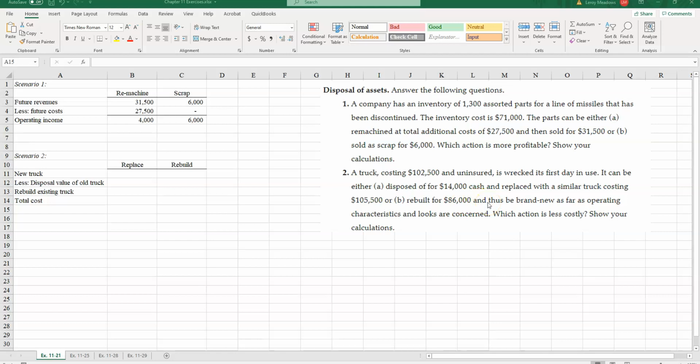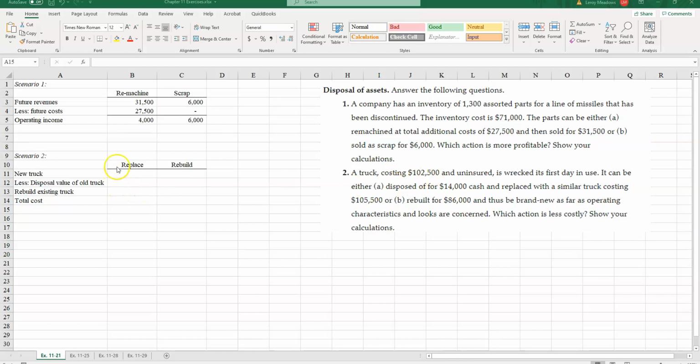So let's take a look here. If I have the choice to either replace the truck or rebuild the truck, what am I going to do? Remember, any relevant information is going to be future, but it's also going to differ among alternatives. The truck costing $102,500 and uninsured was wrecked its first day in use. Is that cost relevant? No, it's not. Why? Because it's a past cost, a sunk cost, because it was already incurred. So that is irrelevant to our decision-making process.